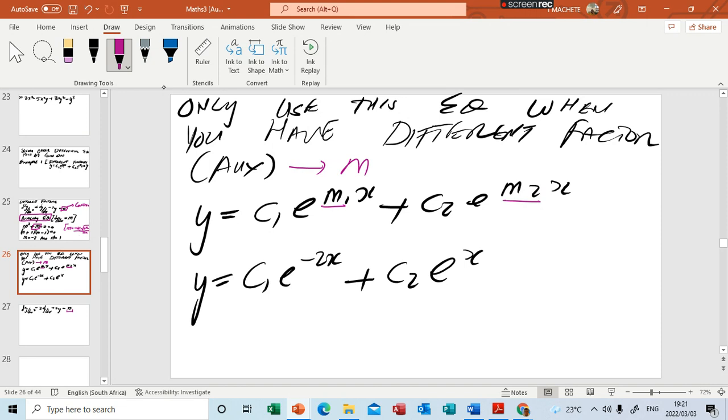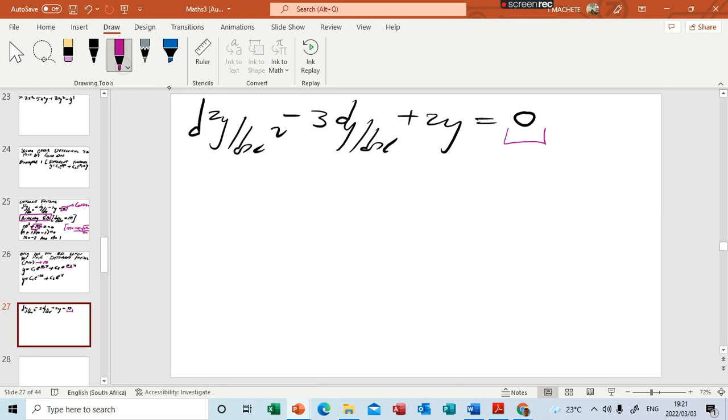And then also, if this thing is equated to 0, that's when you get to this part. That's your general solution. You stop there. Then now let's go to this one. For this one, your factors will be different because it will be 2 and 1. Okay, we change everything to m: m squared minus 3m plus 2 equals 0. That's the first thing that you do. That's your auxiliary equation.